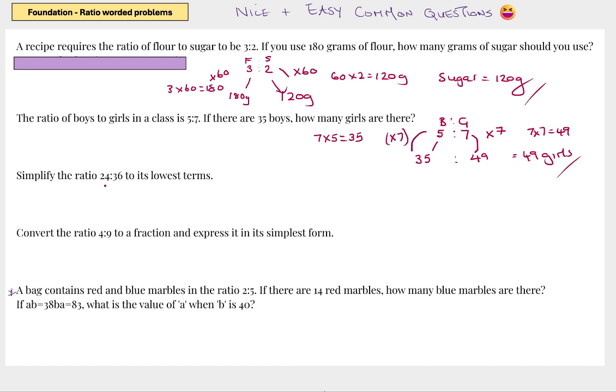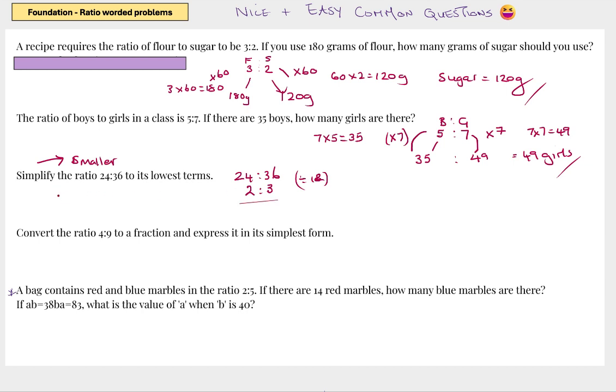Next, simplify the ratio 24 to 36 in its lowest terms, which, to people that don't understand simplify, is making it smaller. So I know that 12 goes in, I'm going to divide it all by 12. That's both sides, remember. So 12 goes into 24 twice. 12 goes into 36 three times. That's doing it straight off the bat.